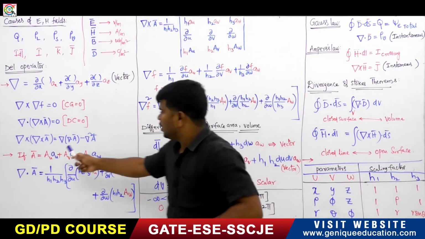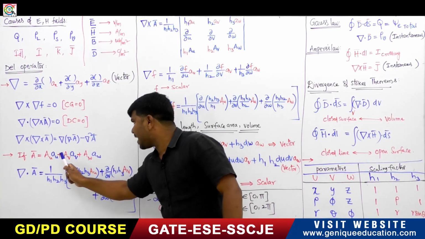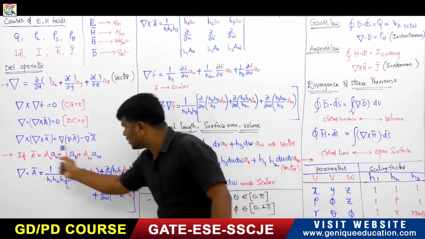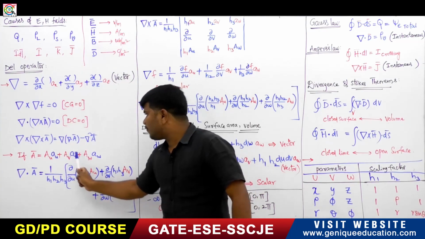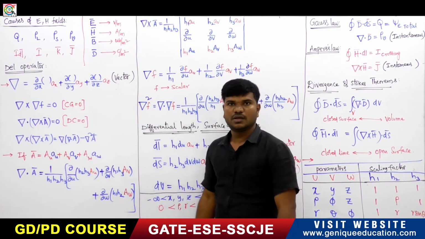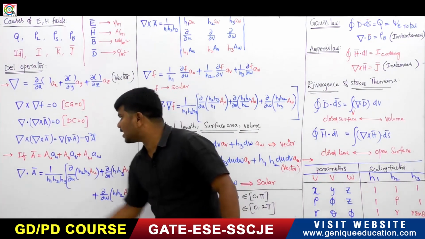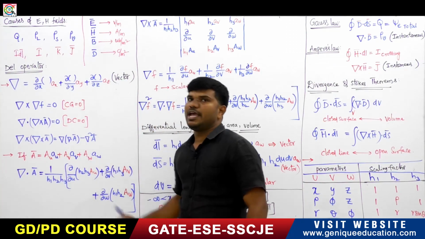Suppose you want to represent this vector in terms of the Cartesian coordinates Ax, Ay, Az. Suppose you want to represent this vector in terms of the cylindrical coordinates A rho, A phi, Az. Right? Suppose you want to represent this function in terms of the spherical coordinates Ar, A theta, A phi.